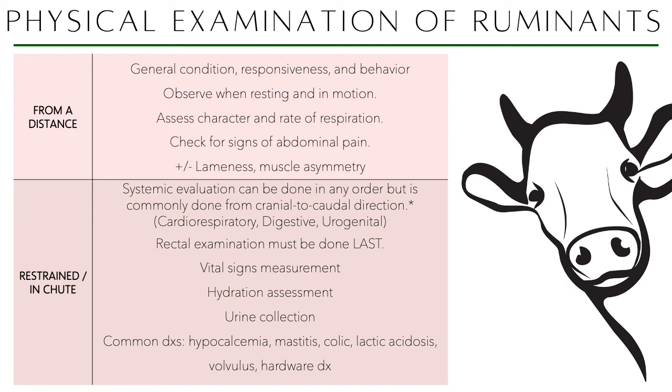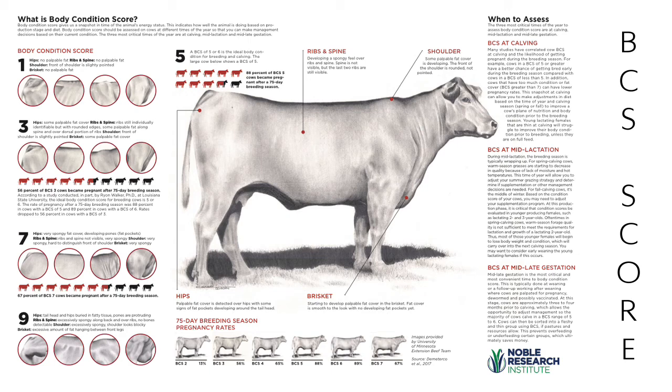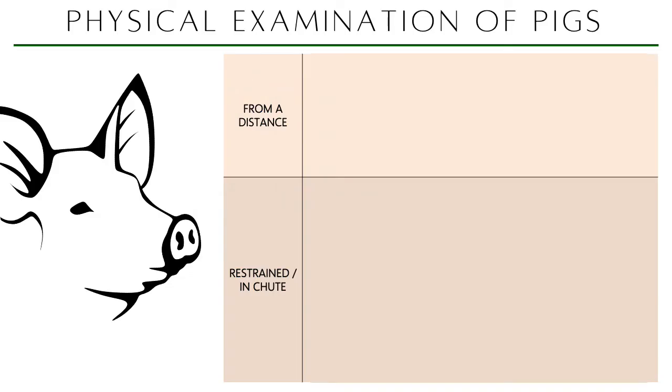What else? Very common is mastitis, especially for dairy cattle. Colic, of course. Lactic acidosis, volvulus, and hardware diseases. Hardware diseases or peritoneal, pericur... I'm not gonna try. It's a long name. All right. What's hardware disease? I'll leave that to you. All right. This is one way to assess the BCS of cattle. This is beef, I believe.